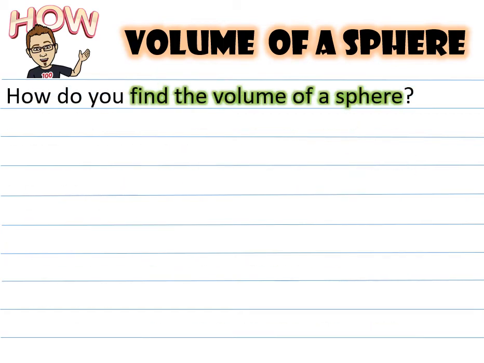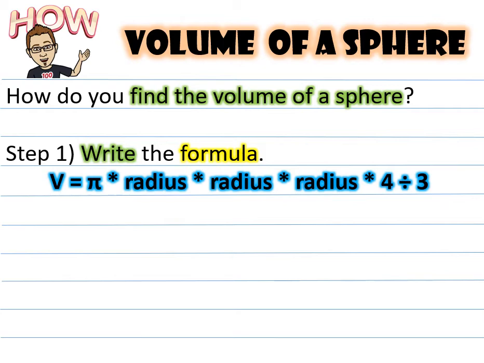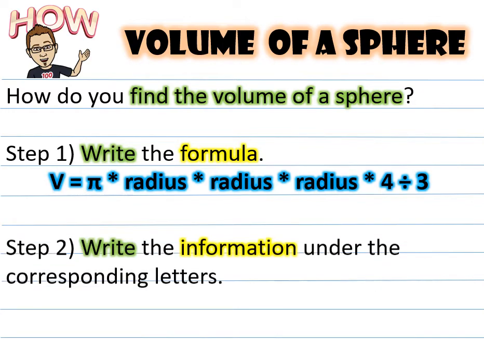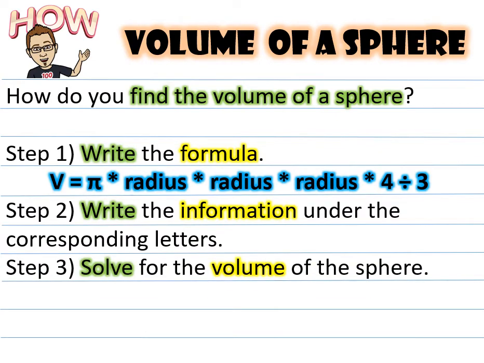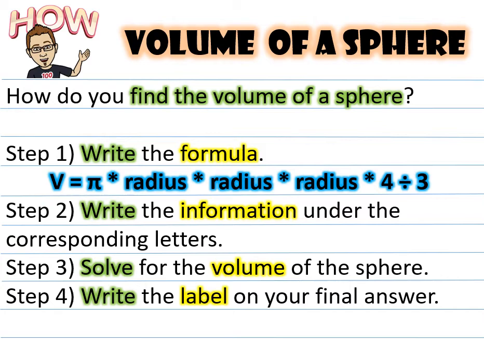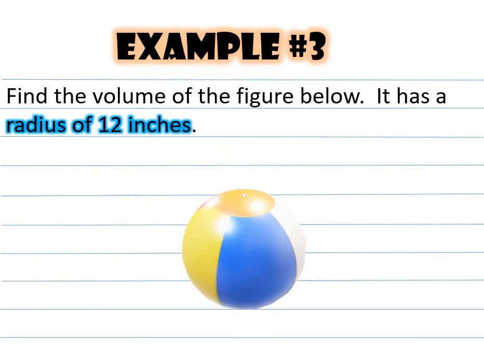How do you find the volume of a sphere? Step number 1, write the formula. V equals pi times radius times radius times radius. Not a typo, there are 3 radii in our formula. Times 4 and divided by 3. I want you to write the information underneath the corresponding letters. Step 3, solve for the volume of the sphere. And step number 4, don't forget to put your label on your final answer.